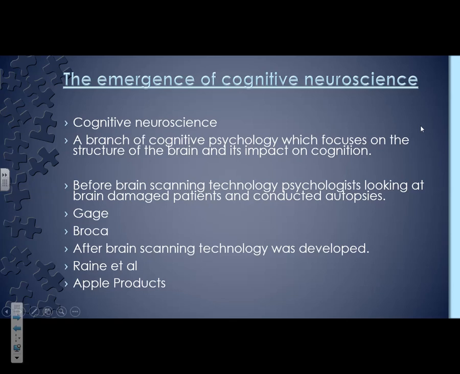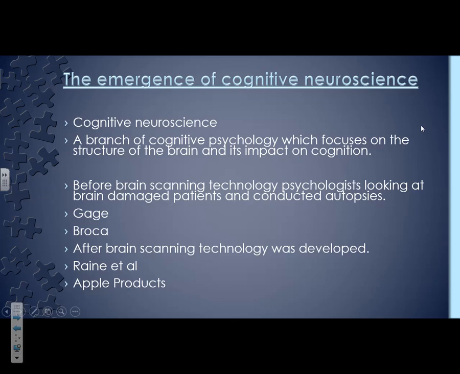Before brain scanning technology, psychologists looked at brain damaged patients and conducted autopsies. A better word for that, because it's on the A2 mark scheme, is a post-mortem. Brain scanning technology was the revolutionary thing that revolutionised cognitive psychology and moved it into cognitive neuropsychology and how it developed. So people identified Gage and Broca, and I think I've touched on both of these briefly. Broca was a psychologist and Gage was the person this happened to.